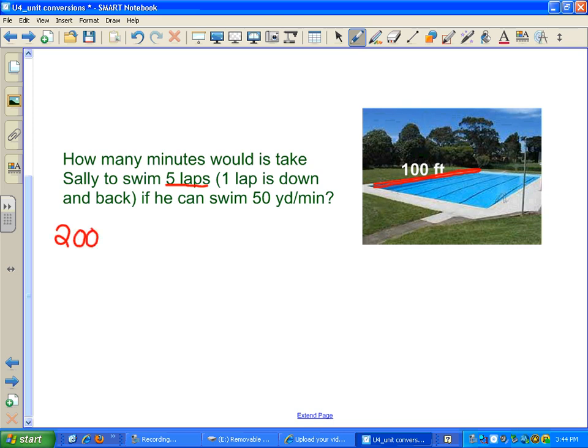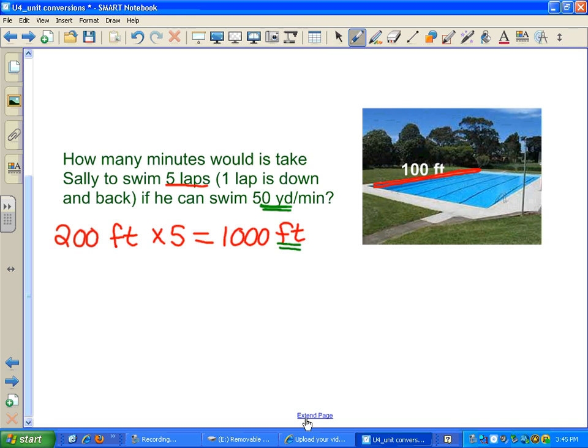Well, that's going to be 200 feet for 1 lap, down and back. And they're going to do 5 of them. So I'm going to multiply this by 5. So I get 1,000 feet is how far she's going to go. Well, if I want to find out how fast she can go, I can't have 1,000 feet. I need to be talking about yards. Or I can change my yards to feet. It doesn't matter. I need to have the yards and the feet match up.